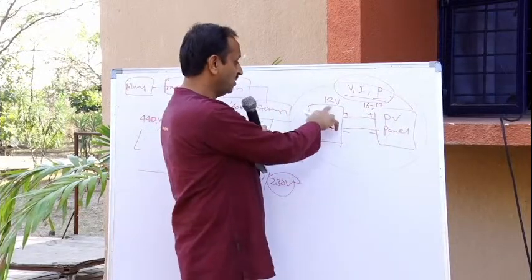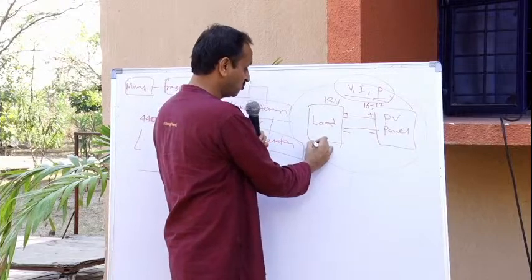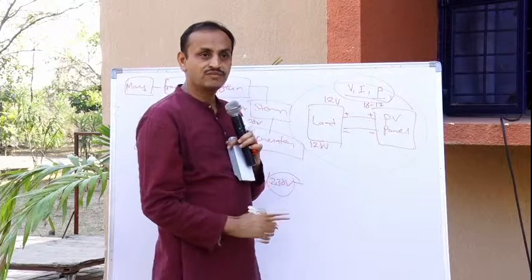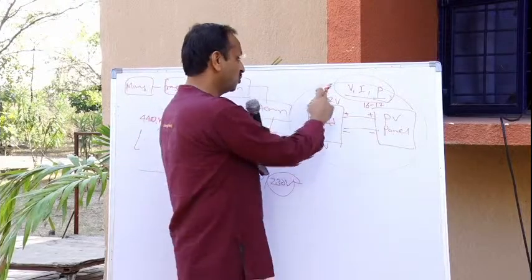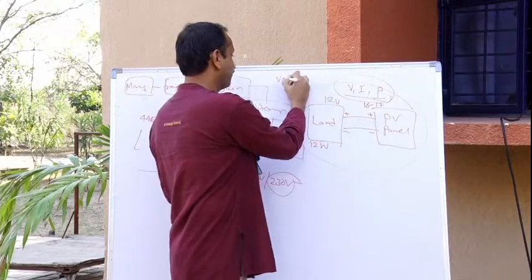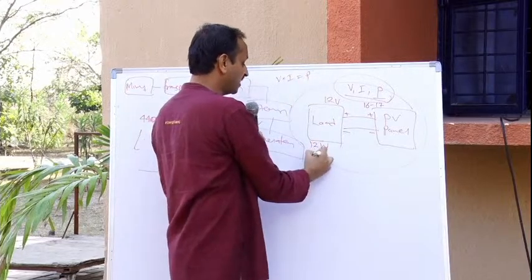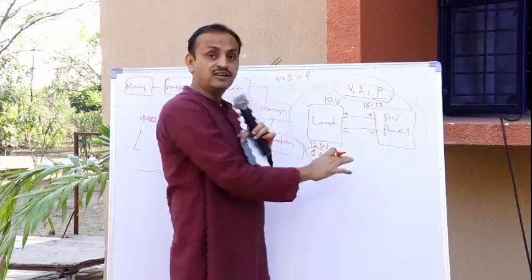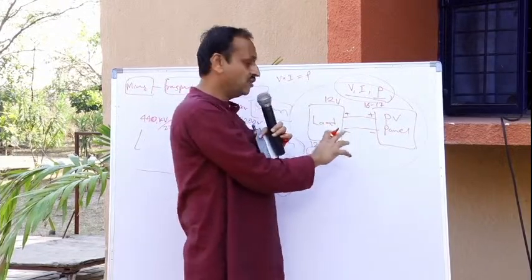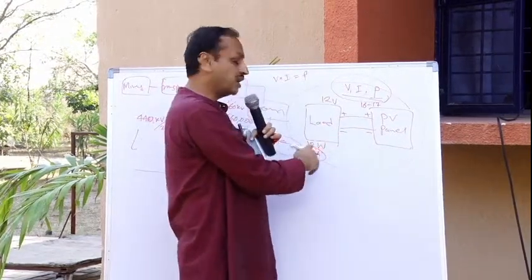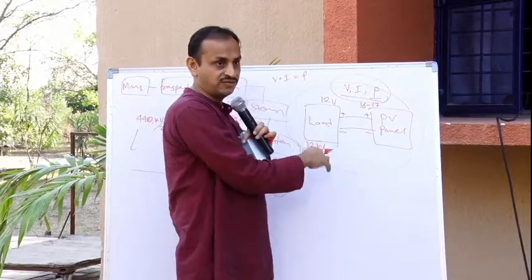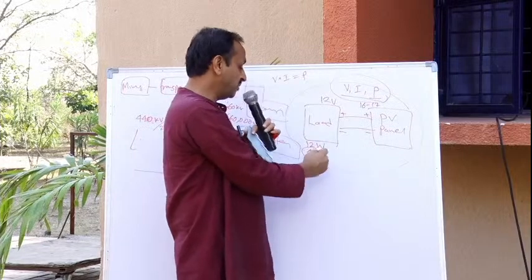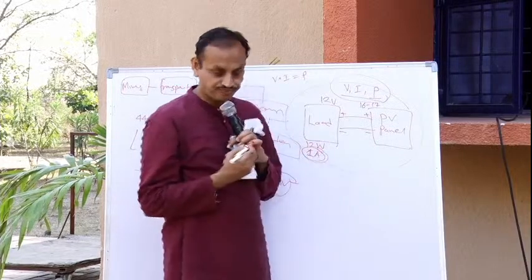So if it is 12 volt and the power of the load is 12 watt, how much current is required? 1 ampere, isn't it? Voltage into current equals power. So then 1 ampere current is required. Now, if 1 ampere current is supplied, then it will look full bright. But if it is half ampere, then it will be half bright. If it is quarter ampere, it will be quarter bright. So the fluctuation in intensity will happen if my current is changing.